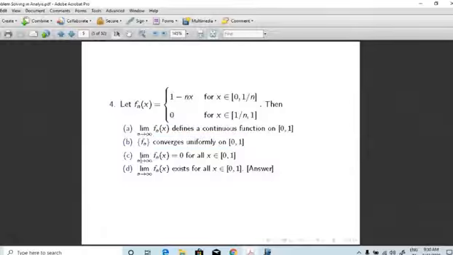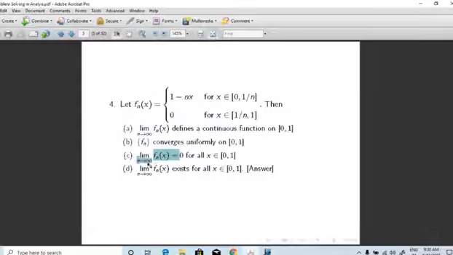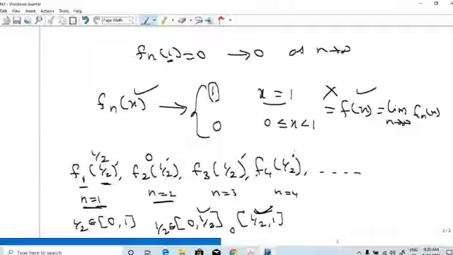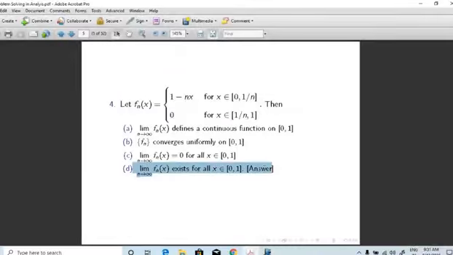Look at the third option again. They say the limit is always 0, but we get the limit 1 for x equal to 1. Therefore, the third one is false. Now look at the last one: the limit as n goes to infinity of fn of x exists for all x. Yes, it exists for each value of x. That means for each value of x, fn of x converges. So the limit exists. Therefore, the last one is the correct one.